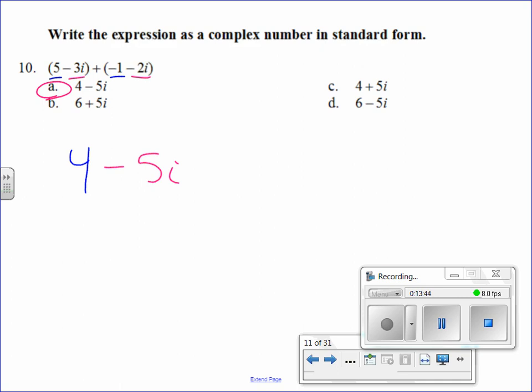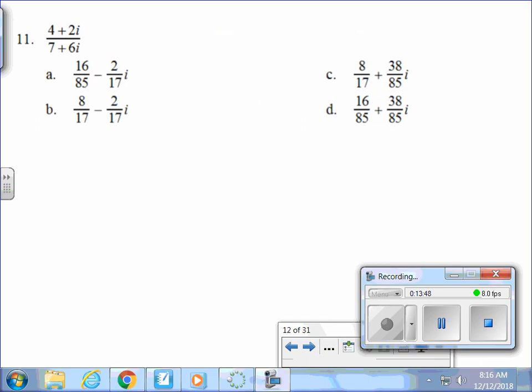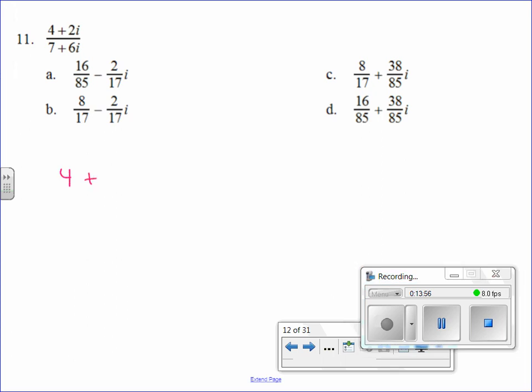Go back to the previous problem. Okay. Okay, this is one where it's called Rationalize the Denominator and get all the i's out of the denominator and all the radicals out of the denominator.